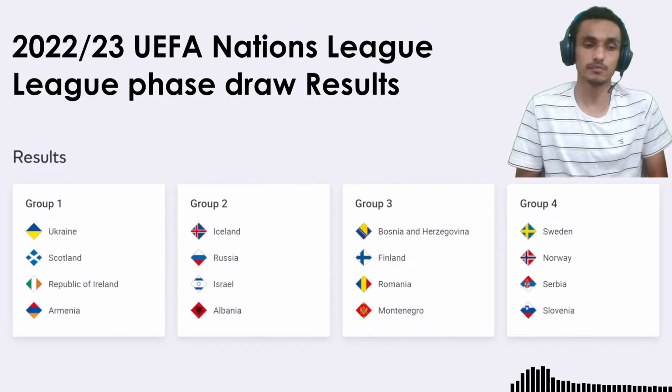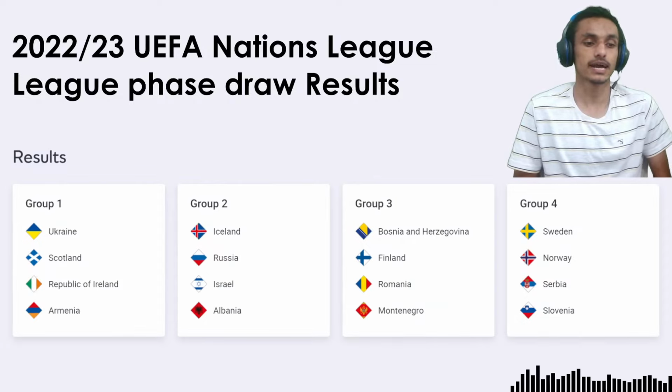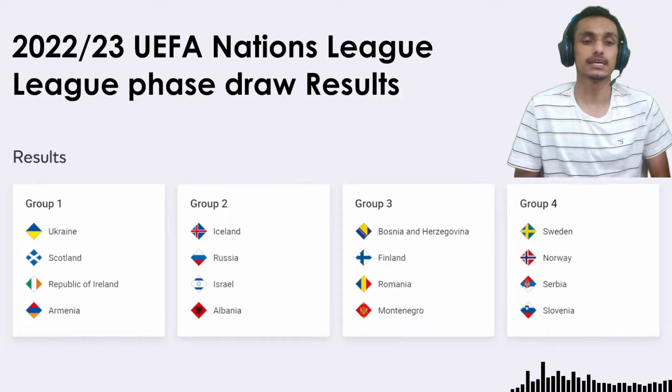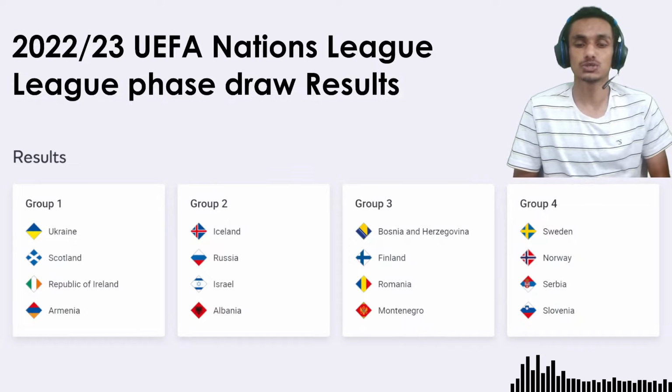Moving on to League B. Group 1: Ukraine, Scotland, Republic of Ireland and Armenia. Group 2: Iceland, Russia, Israel, Albania. Group 3: Bosnia and Herzegovina, Finland, Romania and Montenegro. And Group 4: Sweden, Norway, Serbia and Slovenia.